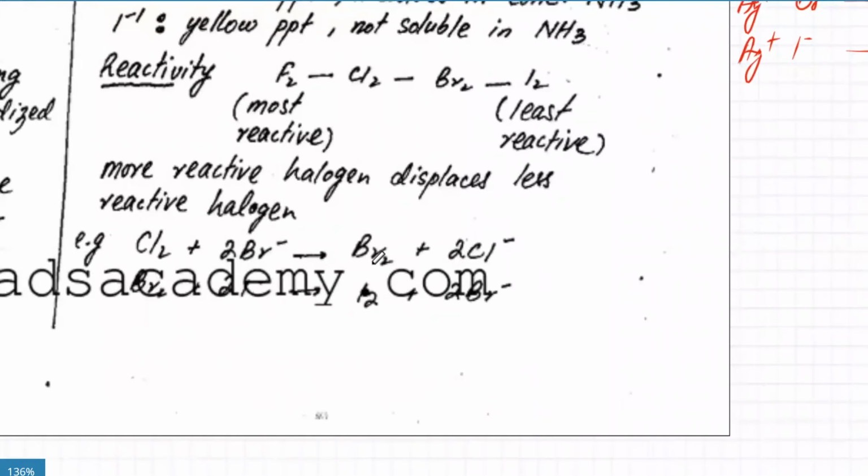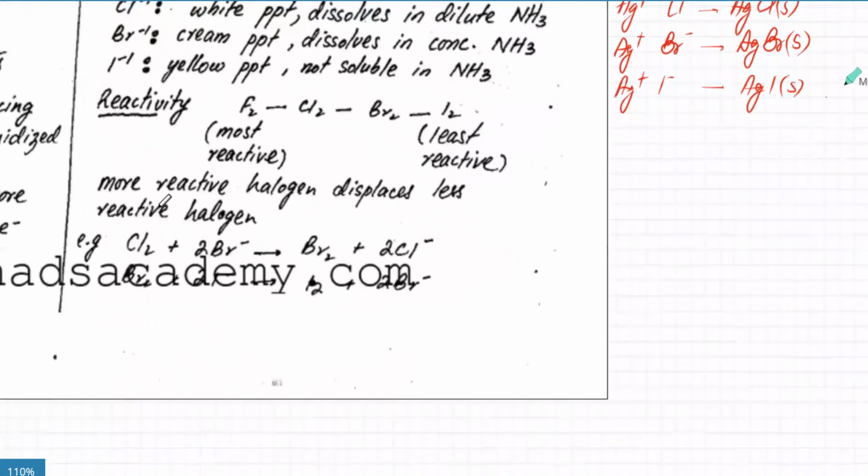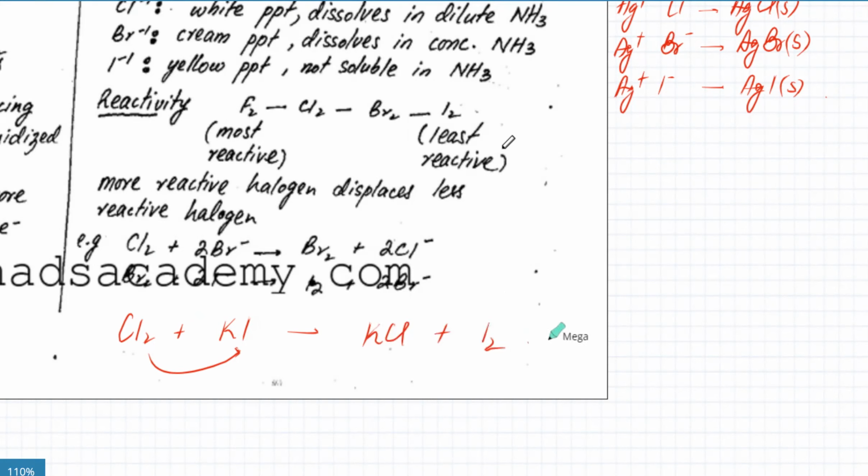More reactive displaces less reactive. So remember, chlorine being more reactive than Br-1 will displace it: it will turn into 2Cl-1 and Br2 would be formed. So if you have Cl2 plus KI, the Cl2 is going to knock out the I, and KCl would be formed plus I2. Okay, is this clear? Yes. Just a second.